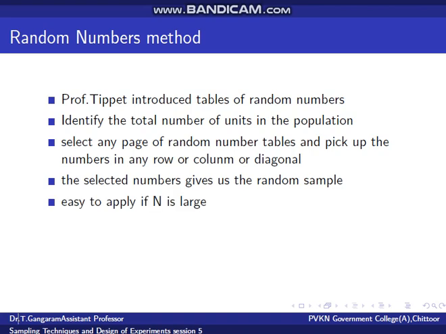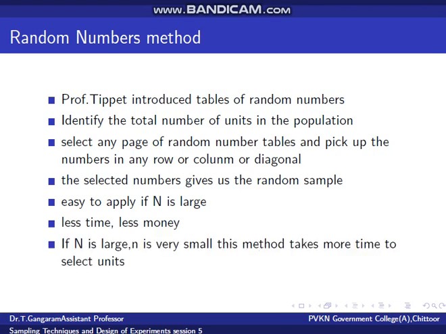It is easy to apply if capital N is very large, just selecting the numbers from tables. It takes less time and less money also. The only disadvantage is if capital N is very large and small n is very small, this method takes more time to identify the sampling units.